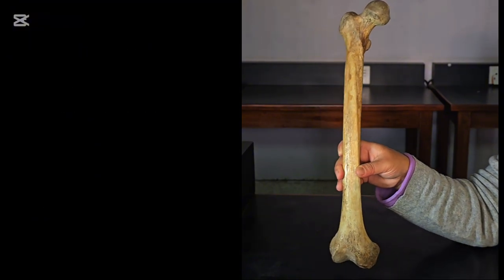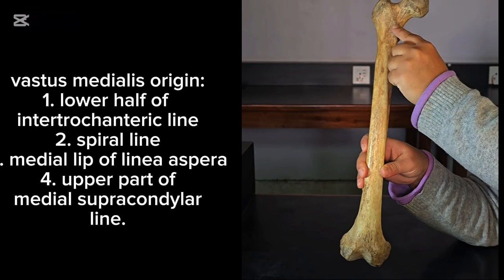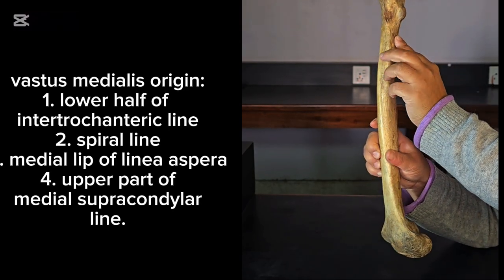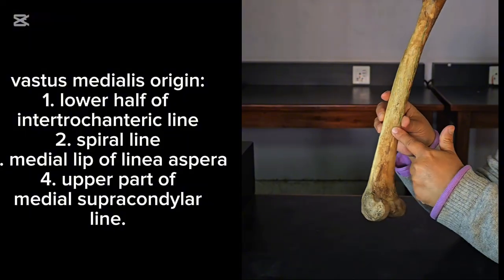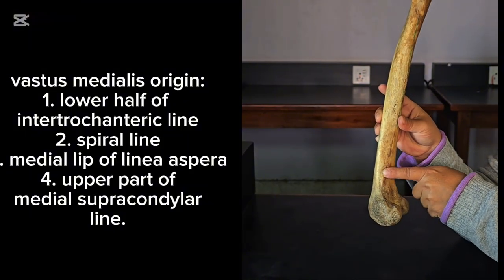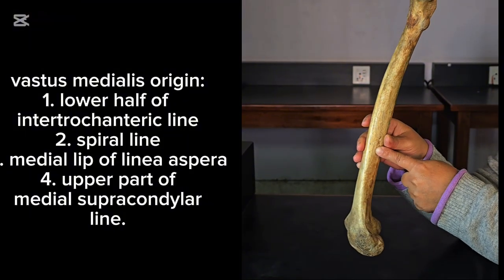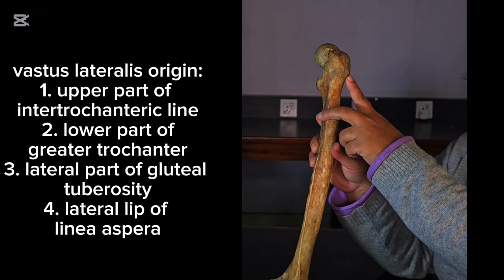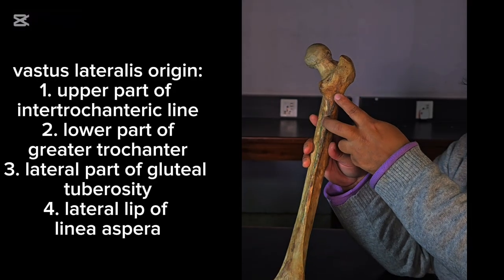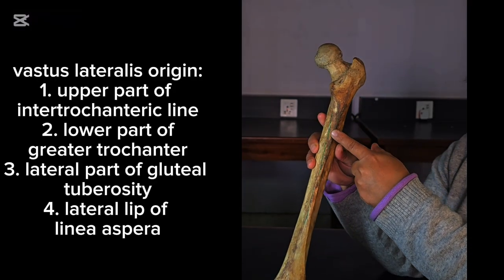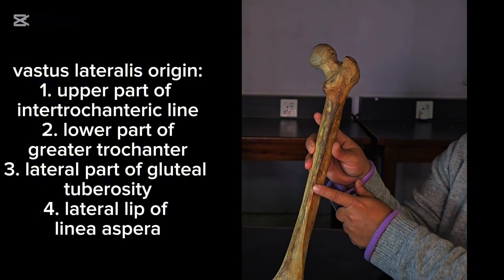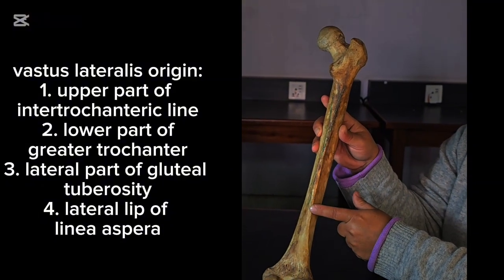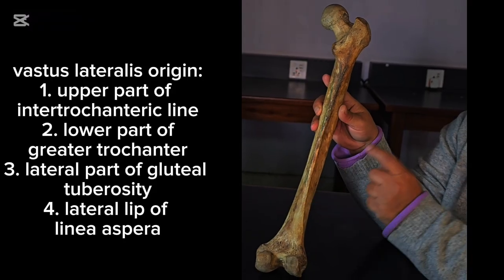The lower half of the intertrochanteric line, along with the spiral line, medial lip of the linea aspera, and upper 1/3 of the medial supracondylar line gives origin to the vastus medialis muscle. Similarly, the upper half of the intertrochanteric line, along with the lower part of the greater trochanter and lateral part of the gluteal tuberosity and lateral lip of the linea aspera, gives origin to the vastus lateralis muscle.